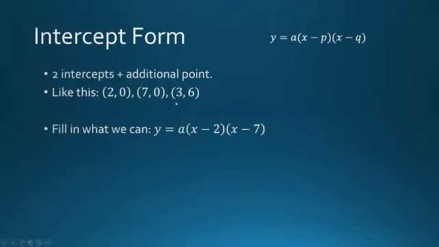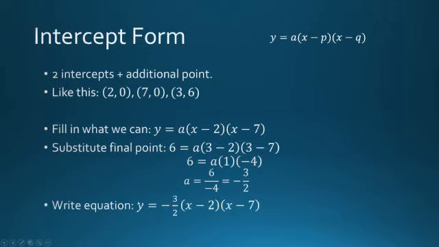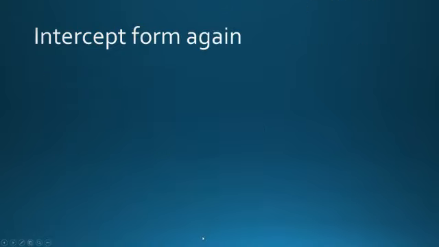To find a, I'm going to stick in the point 3, 6. So 6 is y, and x's become 3. 3 minus 2 is 1. 3 minus 7 is negative 4. So I divide the negative 4 and get negative 3/2. Y is negative 3/2 times x minus 2 times x minus 7. You could expand this out, but you really don't need to.